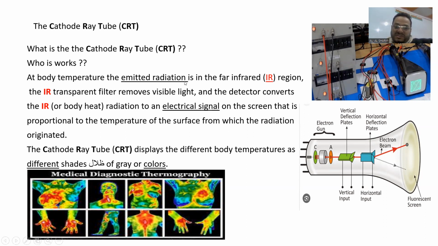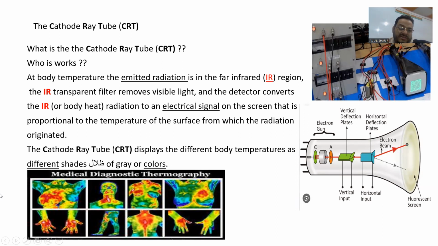At body temperature, the emitted radiation is in the infrared region, and an infrared transparent filter removes visible light. Here, let me say why. A device like that is a more modern device than the cathode ray tube. All of these colors indicate the same radiation, IR radiation. Why don't we have another visible or invisible light? Because here the CRT device has a filter to remove all the other light and focus on just infrared.